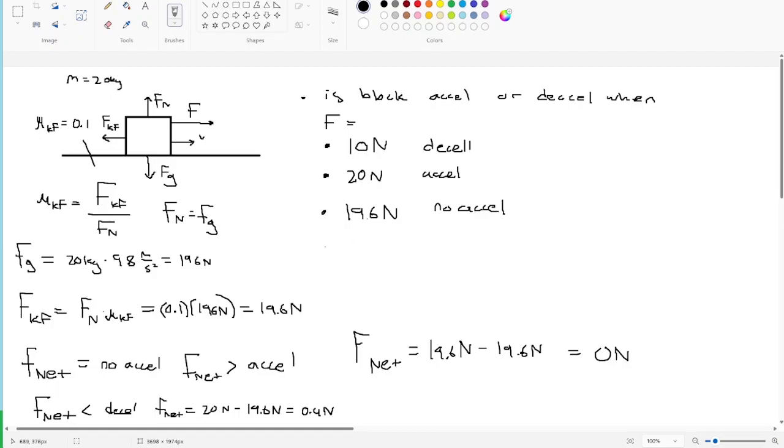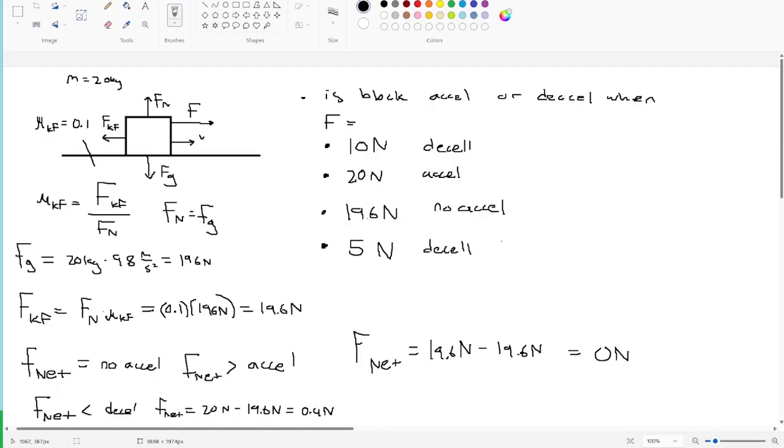Okay, cool. And last one. What if we apply 5 newtons of force? Well, is it going to be the same? It's going to be the same case as this first one. If you do the math, it'll be 19.6 minus 5 newtons, which is going to be negative 14.6 newtons. And that's going to cause the block to decelerate.